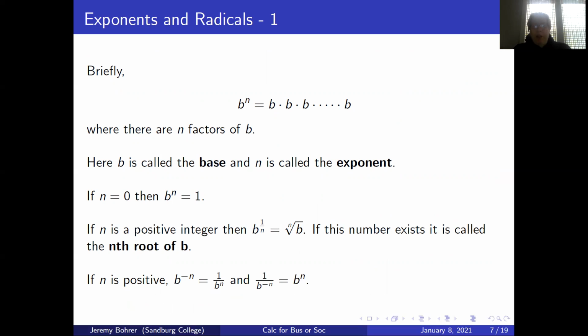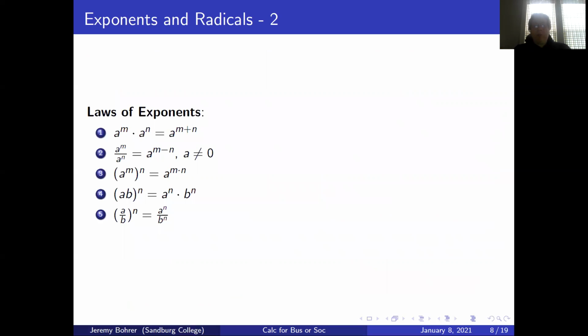If n is a positive integer, then B to the 1 over n equals the nth root of B. If this number exists, it is called the nth root of B, which I just said. If n is positive, B to the negative n is 1 over B to the n, and 1 over B to the negative n is B to the n.